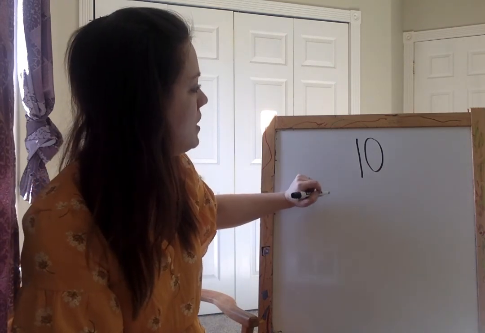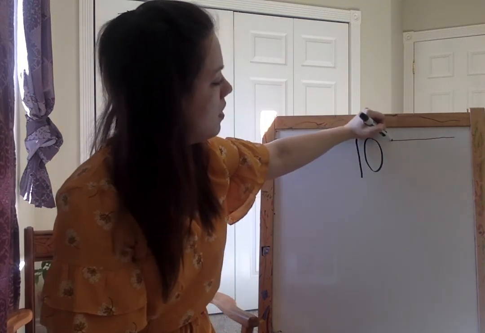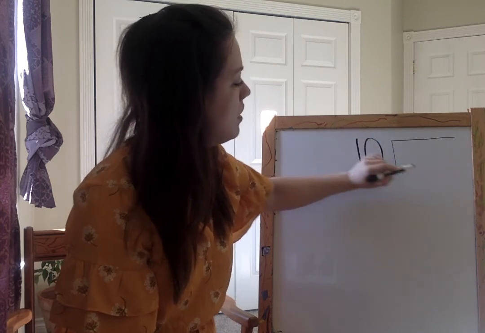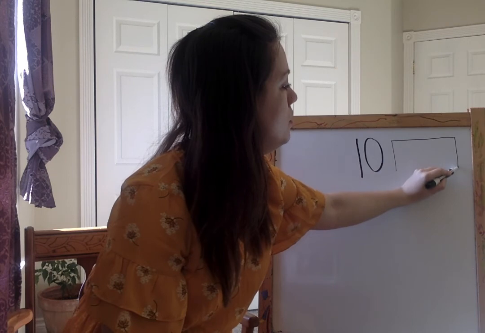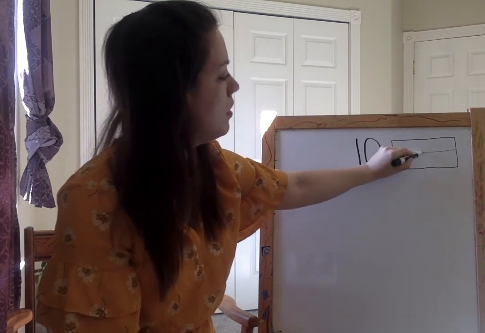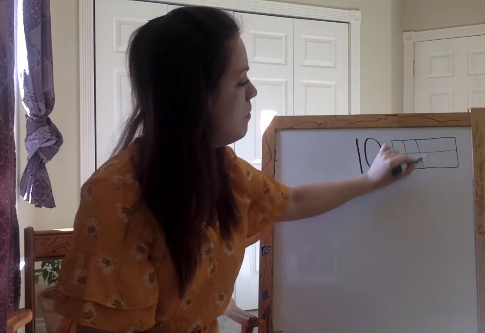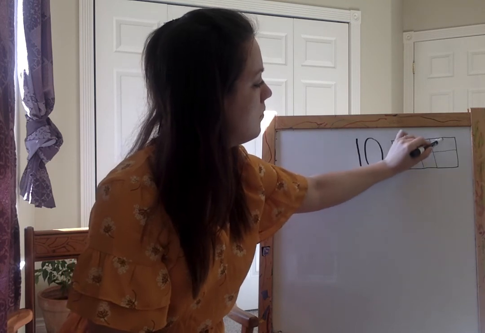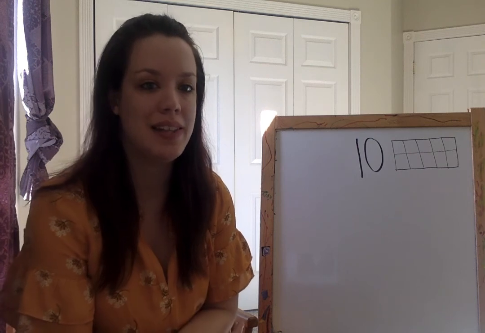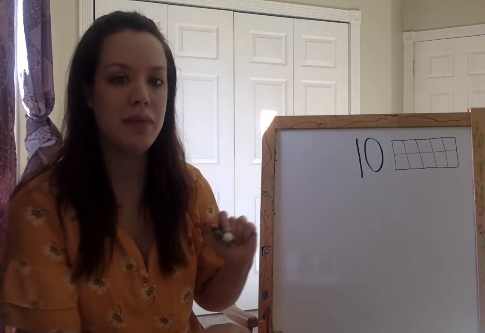Another way we could show the number 10 is by making a 10 frame. We've seen 10 frames a lot in our class. A 10 frame has 2 rows, a top and a bottom. How many spaces does a 10 frame have? If you said 10, that's right. A 10 frame has 10 spaces. Let's fill it in with some dots.